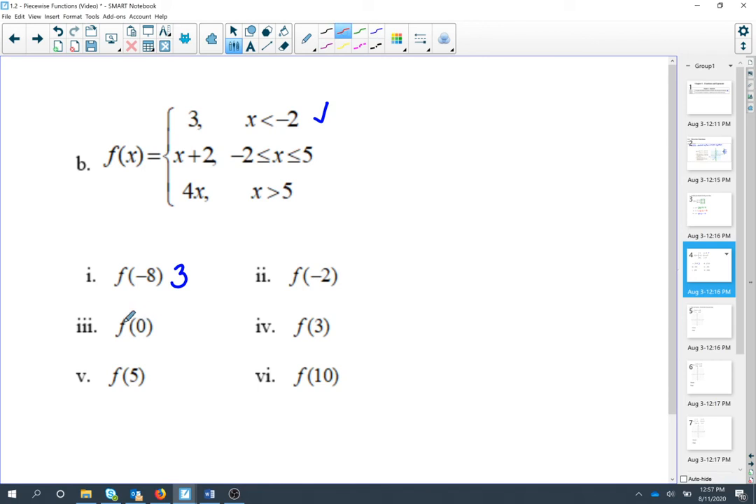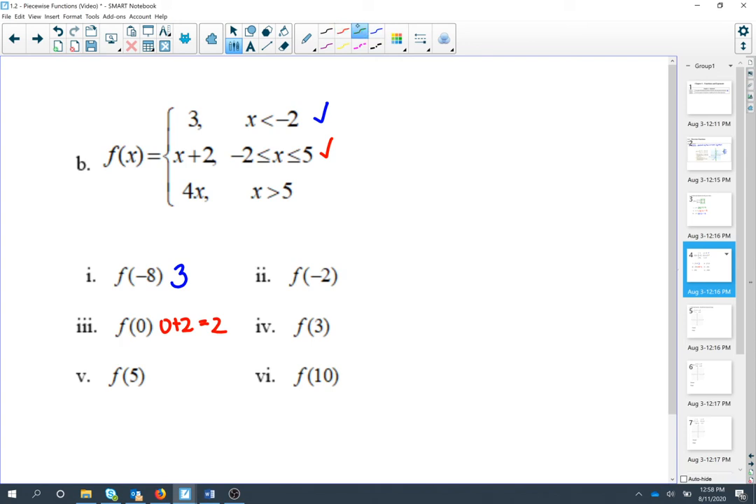f of 0. So 0, is that less than negative 2? Is it between negative 2 and 5? Is it greater than 5? It's right here. 0 is between negative 2 and 5, so we're going to substitute 0 into this function. So 0 plus 2 is 2.